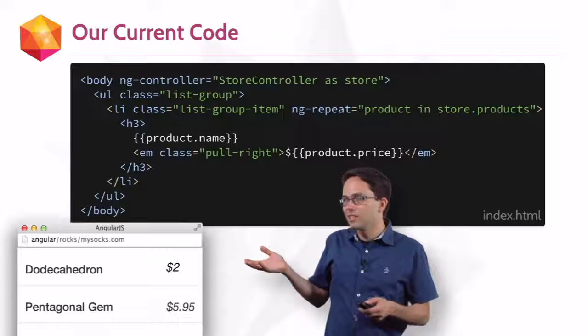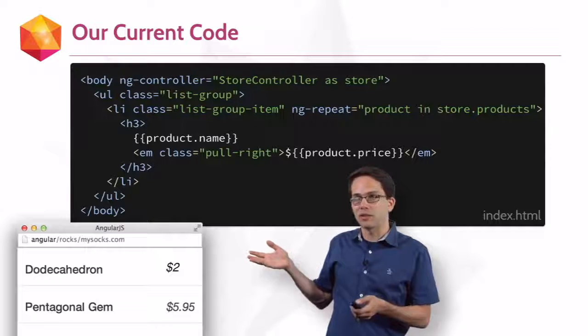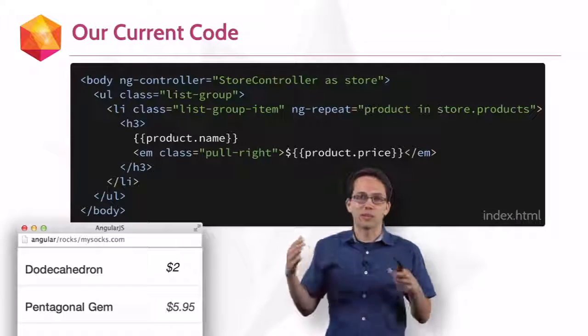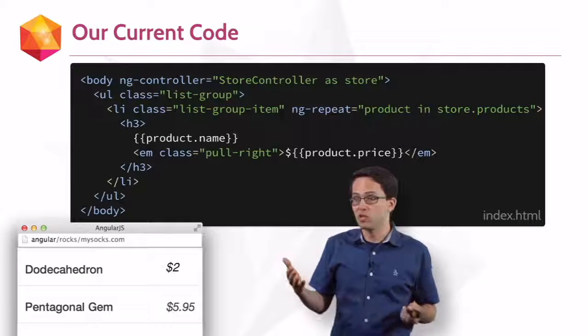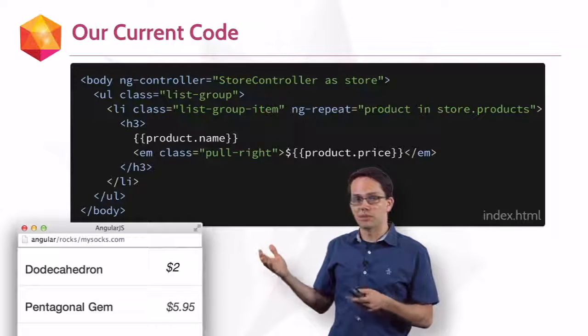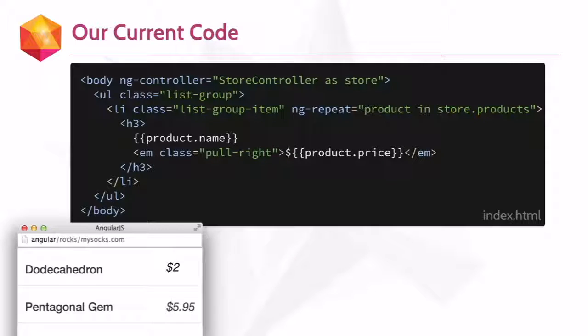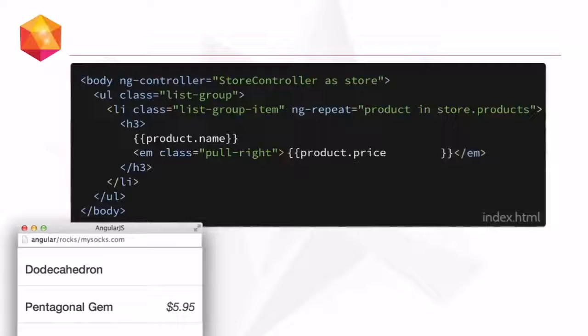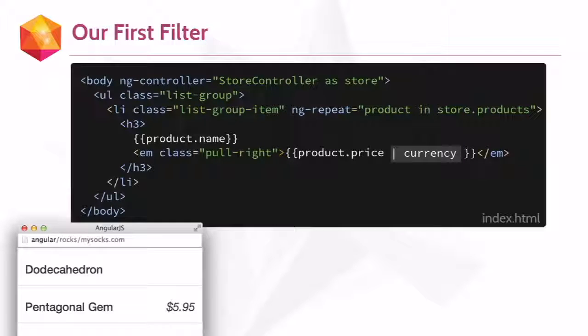Now you'll notice here that something doesn't quite look right with our dollar values. We're simply putting a $ sign before the price, and one of our prices is 2, so it's not showing the right number of decimal points. Luckily, Angular has a better way to deal with currency. We can use the currency filter in our price expression.